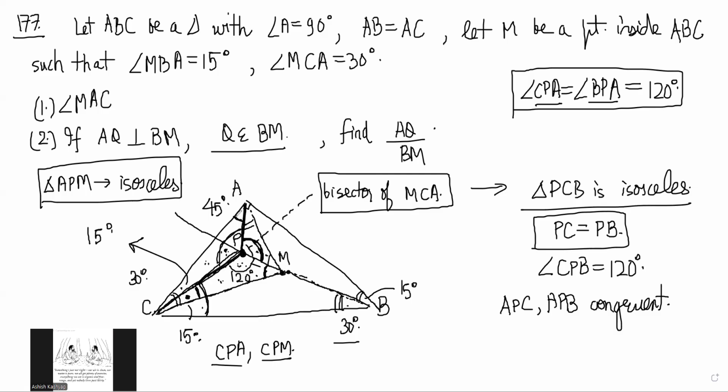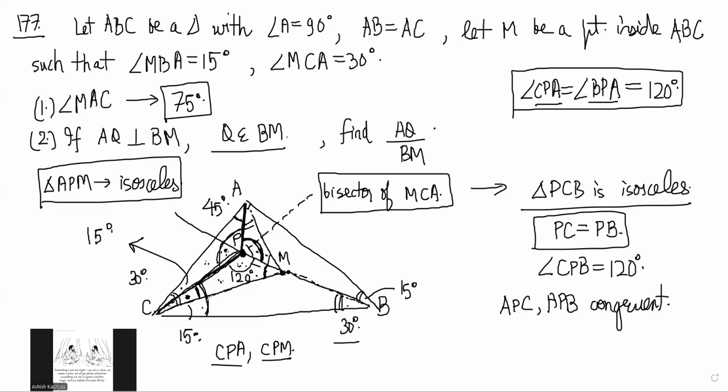MAC. So 45 plus 30, 75, right? Yes, sir. Okay, sir. So a lot of things happened, many triangles we had to see. But the point was there were two congruencies that we did. And all of it started when we drew an angle bisector.